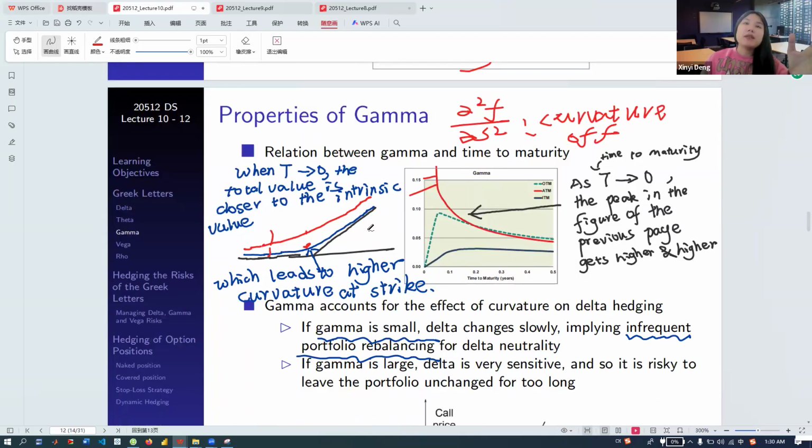And the reason behind this phenomenon is that if we draw the figures of total value and intrinsic value, we know that when t is equal to zero, total value approaches the intrinsic value, meaning that the curvature at the strike price is increasing from the red curve to the blue curve. It's increasing when t decreases.